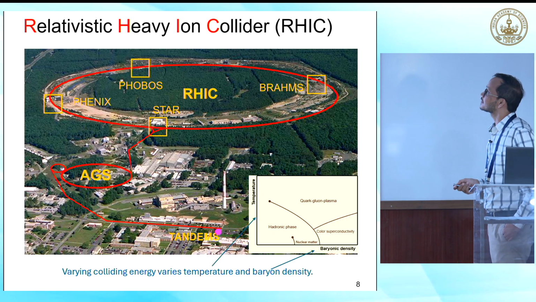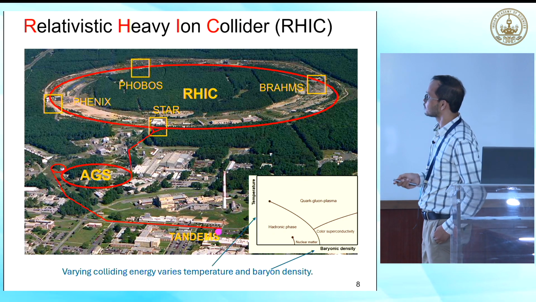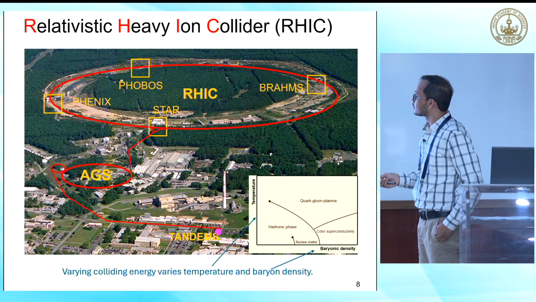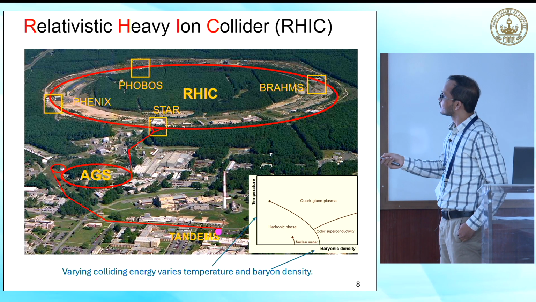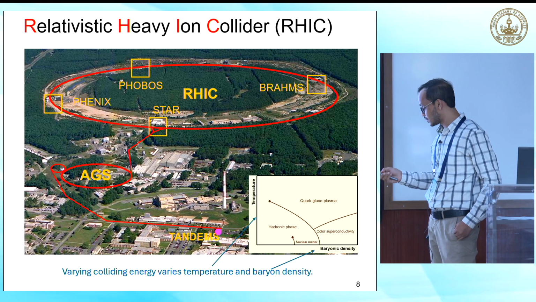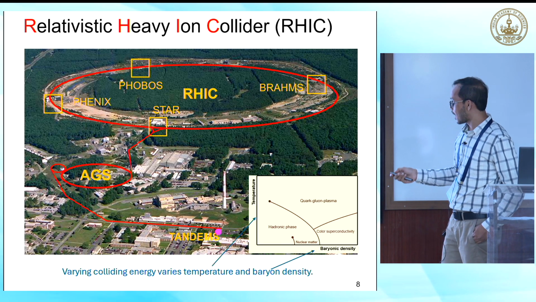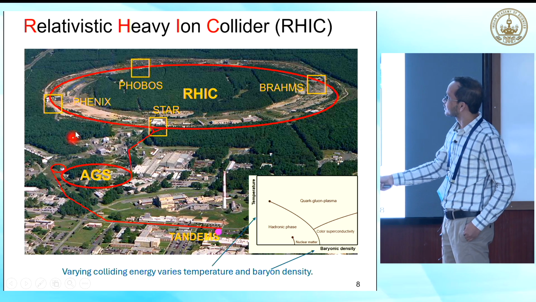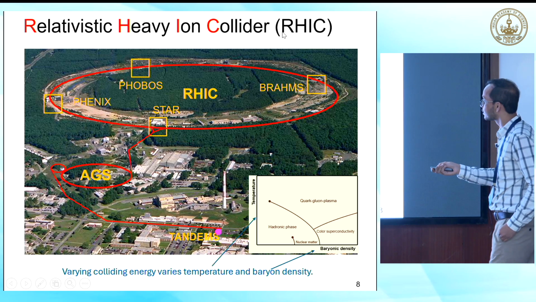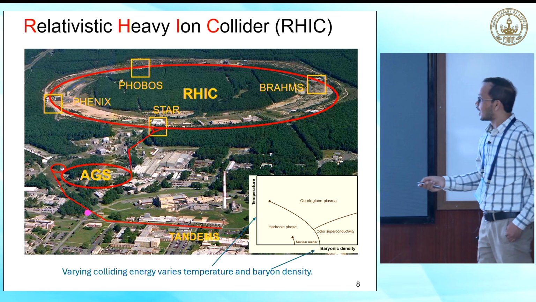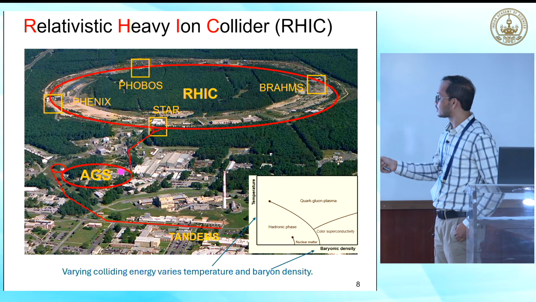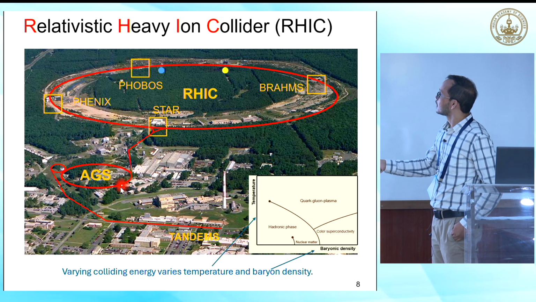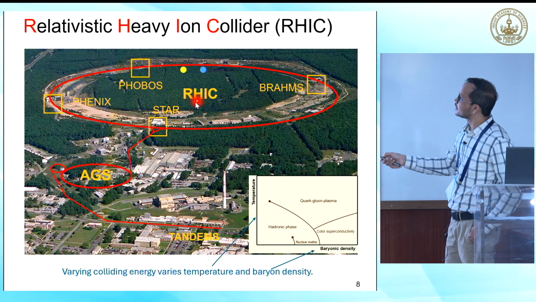Now this is the Relativistic Heavy Ion Collider where I am working. So this is situated in Brookhaven National Lab. So what happens? We have an ion source here, and the ions get accelerated. And then we have a big accelerator here, which collides two ion beams.